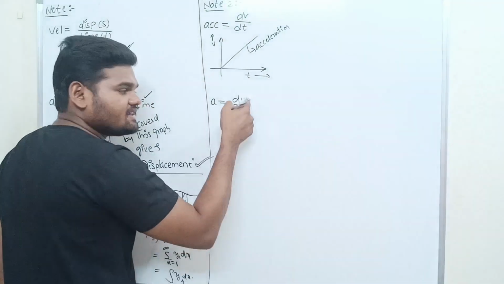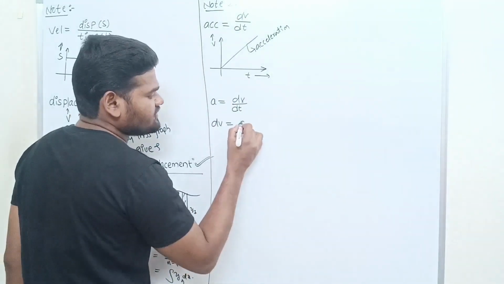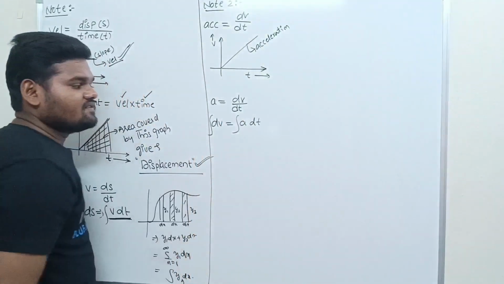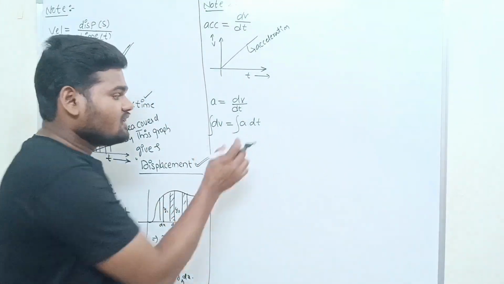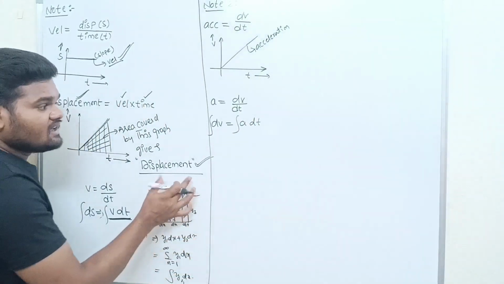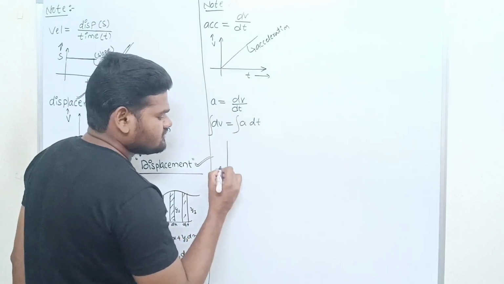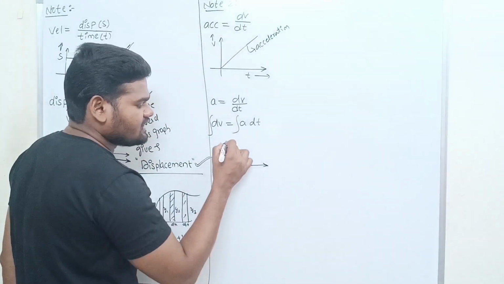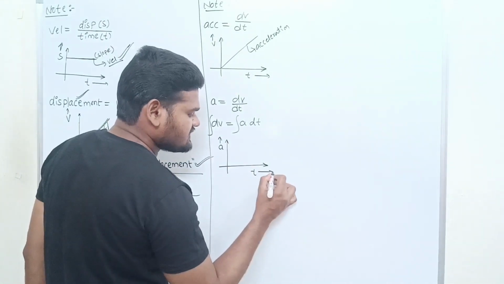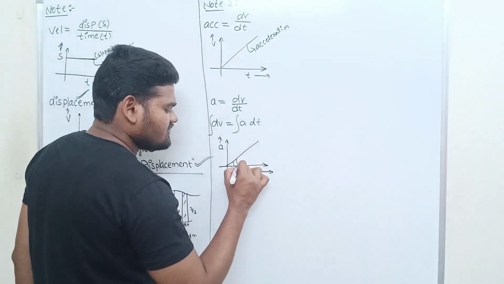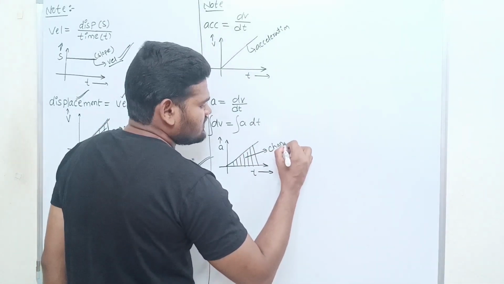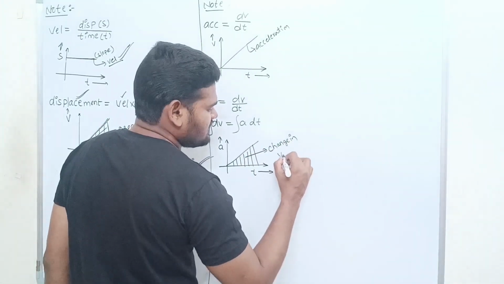If you want to find the velocity, then dv equals a dt, and we integrate on either side. Now what is the integration of a dt? The integration of a dt means the area covered by the acceleration versus time graph, which gives the change in velocity.